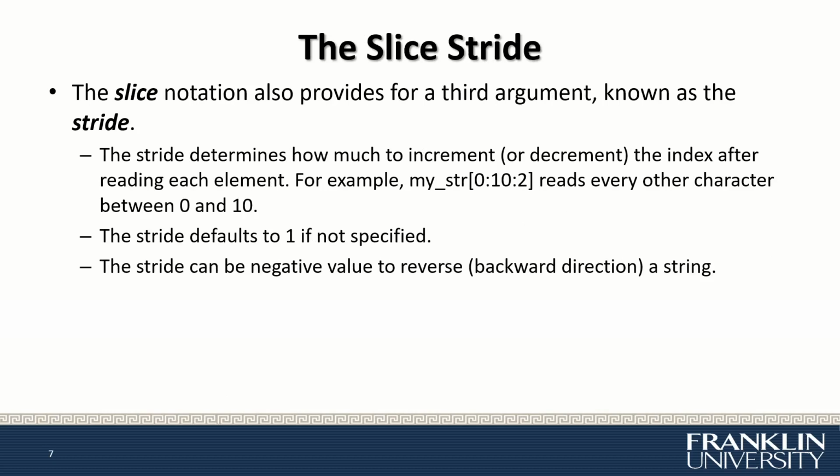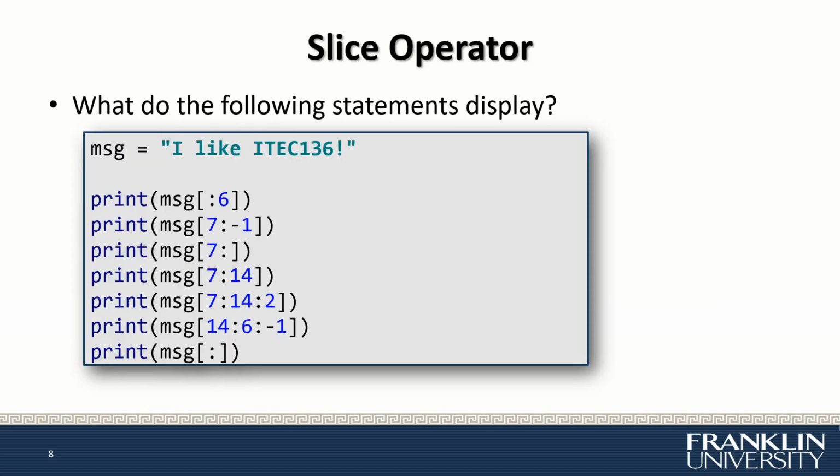And the string slice notation also provides a third argument known as the stride. This is very similar to the range function. You have start, end, and stride, and the stride can be negative, and the default is 1, so that it will increment one character at a time. You could do every 2, every 3, or use a negative number, then it will go backward. So let's look at some examples.